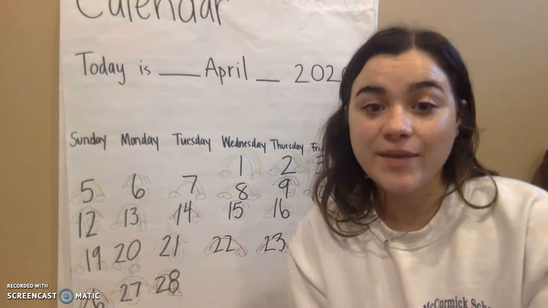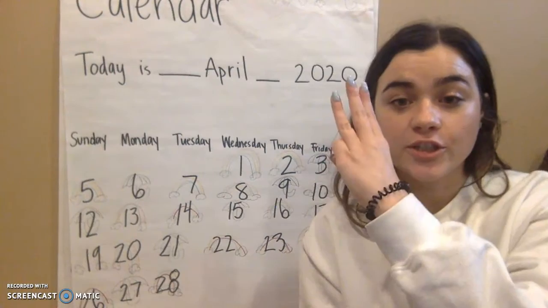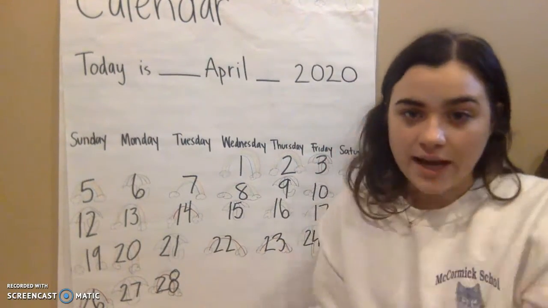For recess today, we have jumping jacks, marching in place, touching your toes, and reach for the sky. Let's do those together, my friends. So remember, when we do jumping jacks, we jump our legs out and our hands go up high. Let's do it together. 1, 2, 3, 4, 5, 6, 7, 8, 9, 10.